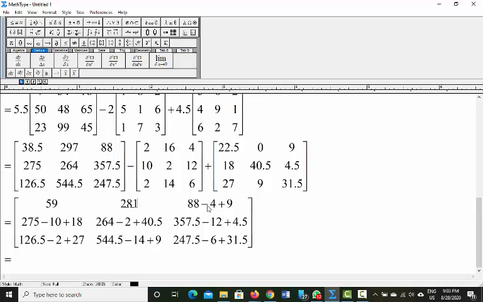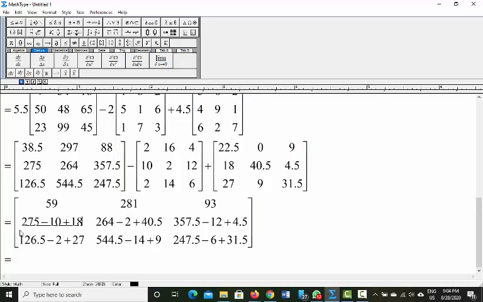So this one, what we get, 9 minus 4, that is 5. So let me see. No, sorry. 9 minus 4 is 5. 88 plus 5 is 93. So we will have 93 here.